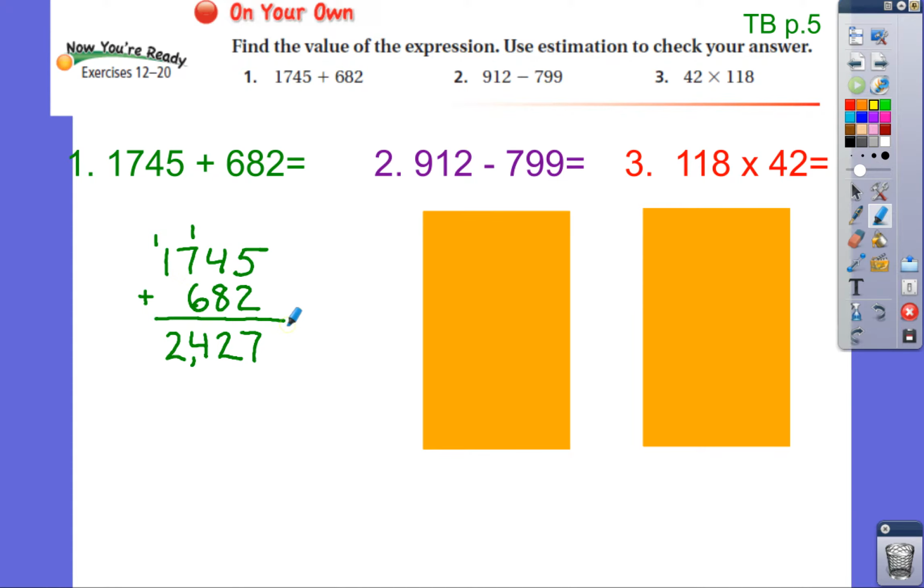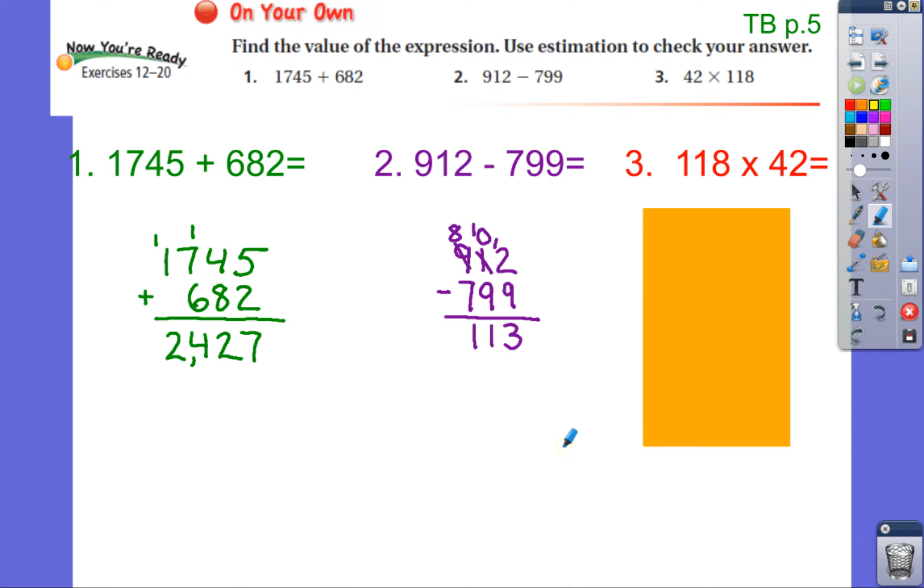When you add them together and do the appropriate carrying, you should come up with the answer 2,427. Problem 2. Once again, I lined up the digits on the right just to make sure that the place values matched. And in this case, I did have to do some borrowing or regrouping in order to subtract. When I completed the subtraction, I did get 113 as the final answer.